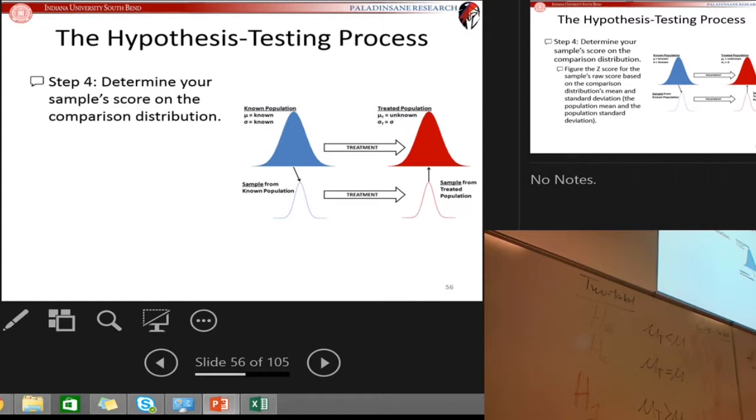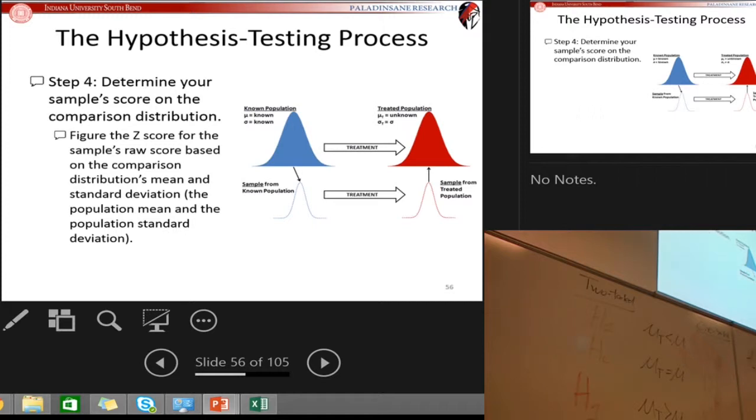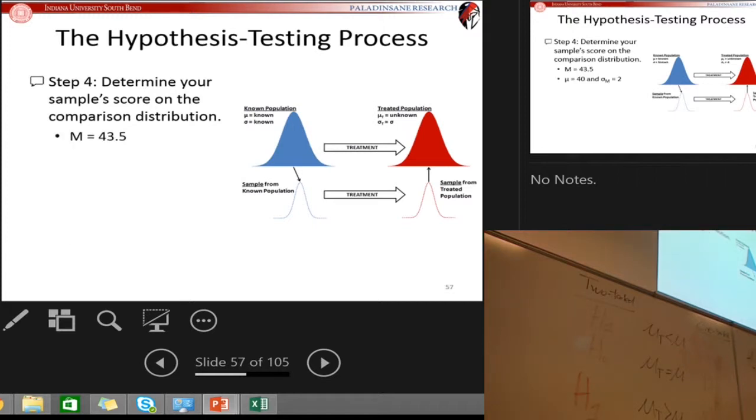Well, once again, we don't have this comparison distribution in the back of our book, but we do have this one. So we got to take this raw score and change it into a z-score. So we can do that right here. We have our sample mean of 43.5. We have our comparison distribution mean of 40 and a standard deviation of 2. We pop that into our z-score formula and figure it out, and we get a z-score of 1.75.